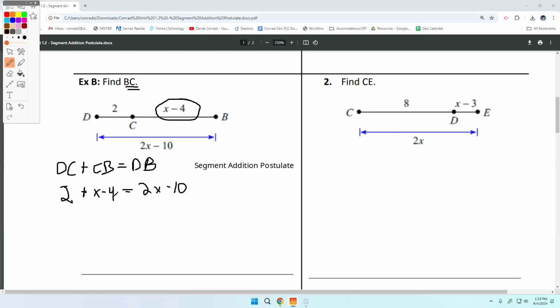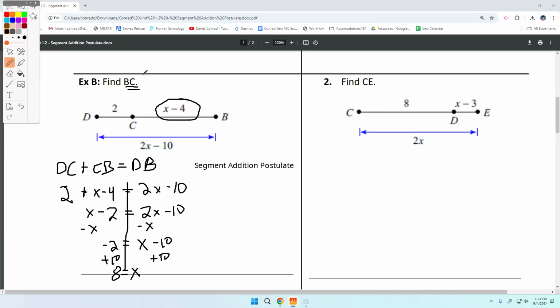So to solve it, I'm going to first combine like terms. So I'm going to do 2 minus 4. That's going to become x minus 2. Okay, I can't combine anything anymore on each side of the equal sign, so I'm going to try to get all my x's on one side. I'm going to subtract x on both sides. That's going to leave me with minus 2 equals 1x minus 10. And then when I add 10 on both sides, I get x equals 8.